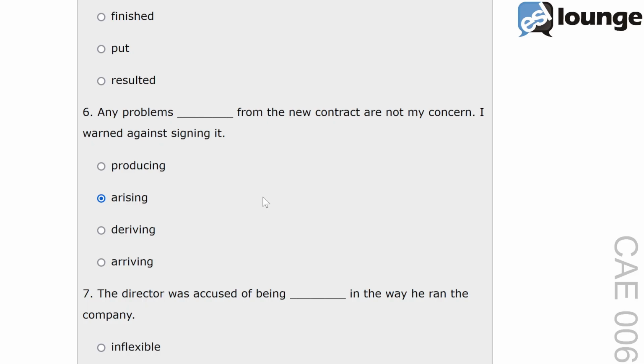The main distractor is deriving, generally used to describe the process of obtaining something from a specific source, like the word derives from Latin. It implies a source-based origin which doesn't align with the emergence of problems as a consequence of an action, making it less suitable compared to arising, which specifically indicates the emergence of issues as a direct consequence of something.